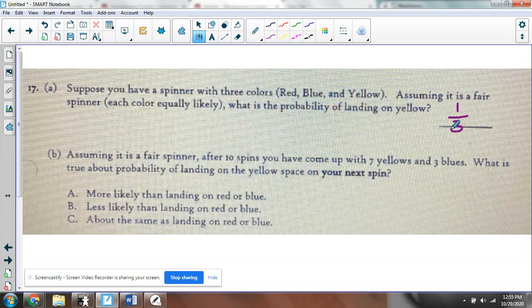Assuming it's a fair spinner, after 10 spins, you have come up with 7 yellows and 3 blues. What is the true probability of landing on yellow on your next spin? What is true about the probability of landing on yellow? Well, it's a fair spinner, so none of this matters. If it's a fair spinner, landing on yellow is about the same as landing on red or blue. It's not more or less likely because it's a fair spinner. It's a trick question.